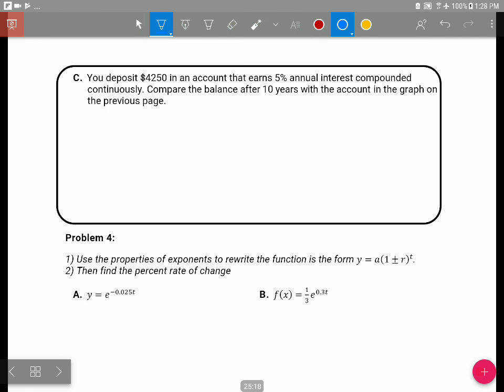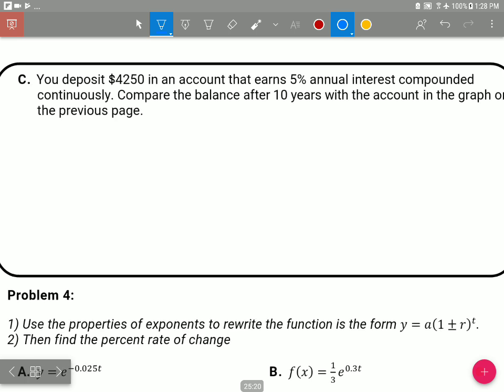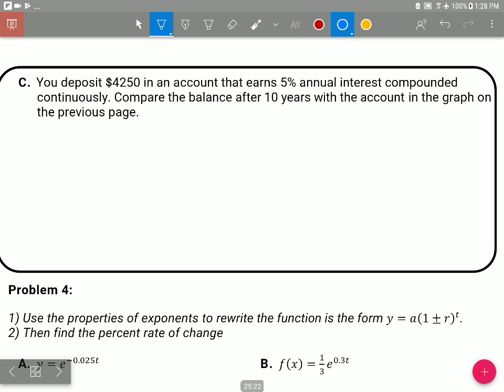Letter C, you deposit $4,250 to an account that earns 5% interest compounded continuously. It says compounded continuously. Do we want the equation with the E or the equation with the N? The E. Compare the balance after 10 years with the account on the graph on the previous page.